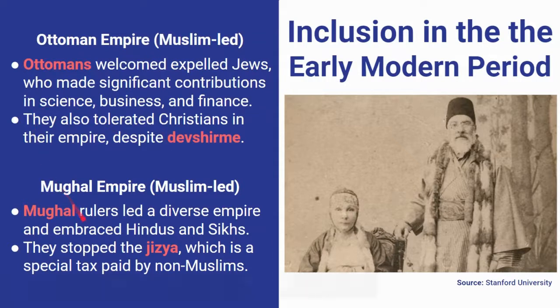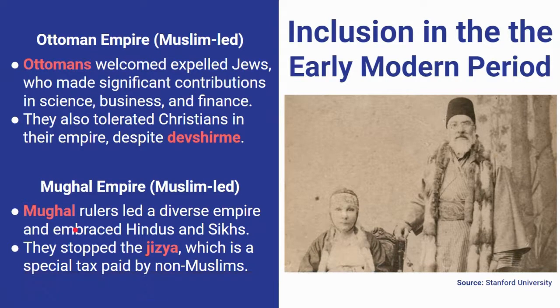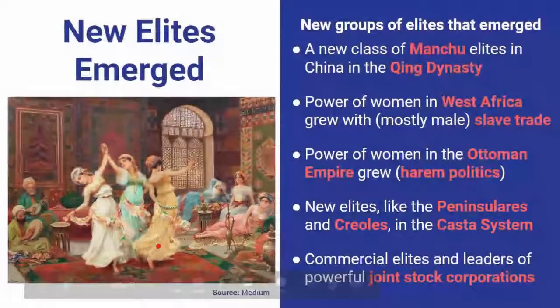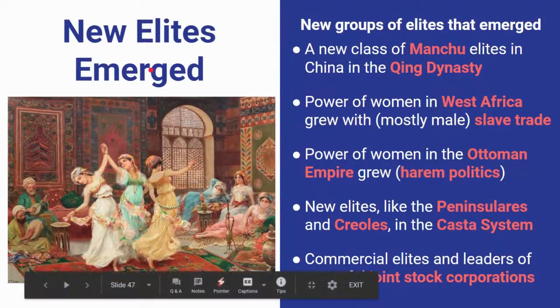In the Mughal Empire, you had them really embracing Hindus and Sikhs, bringing them into government. Remember, this wasn't a Muslim majority area that they were in charge of. So these were Muslims leading a non-Muslim majority, and so that of course influenced the way they approached things. They actually went as far as not charging that tax to non-Muslims. So that's an example of the inclusion or the good treatment of other groups that was going on at the time.